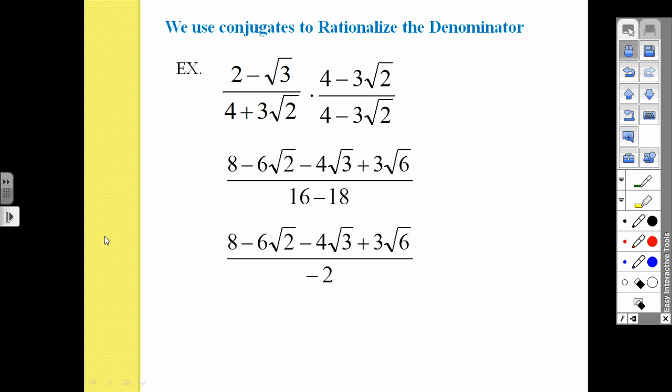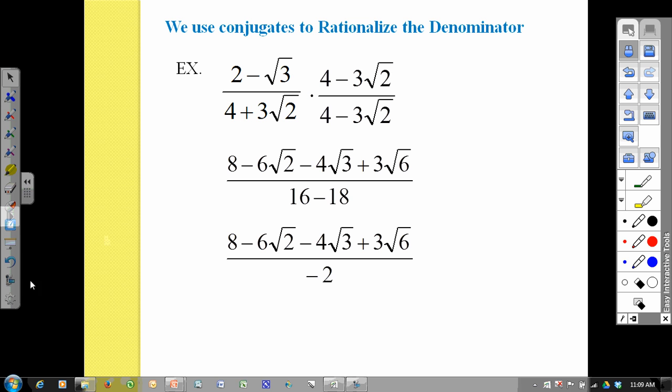Okay, so there you go. That is section 8.3.